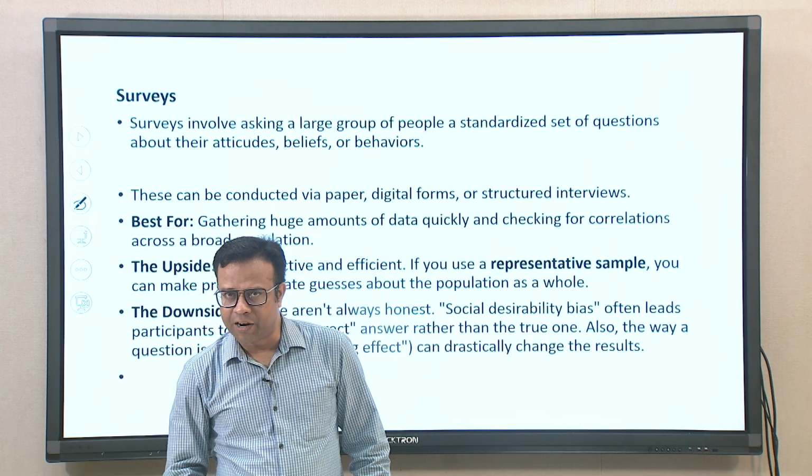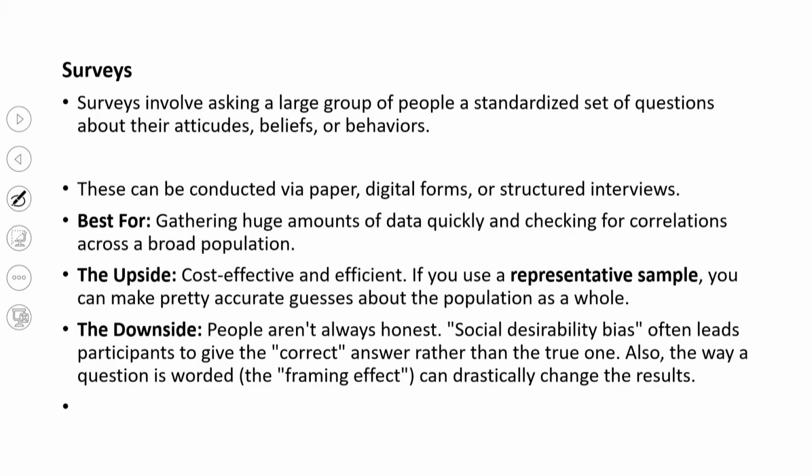Then come surveys. The third method under descriptive research is that surveys involve asking a large group of people a standardized set of questions about their attitudes, beliefs and behaviors. You ask certain questions in a questionnaire from a large set of people. That is called a survey. You get data from a large set of people. This can be conducted directly by giving paper or in digital form, or through interviews also.